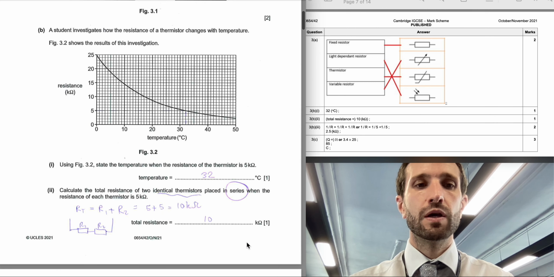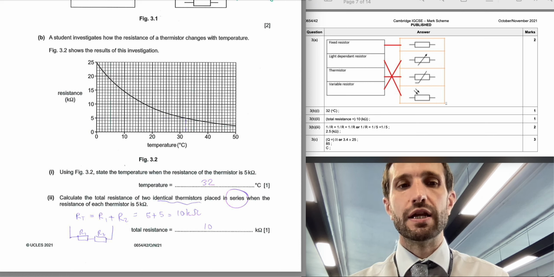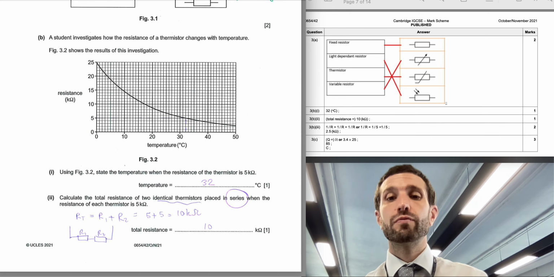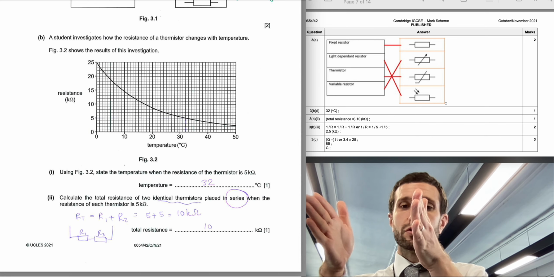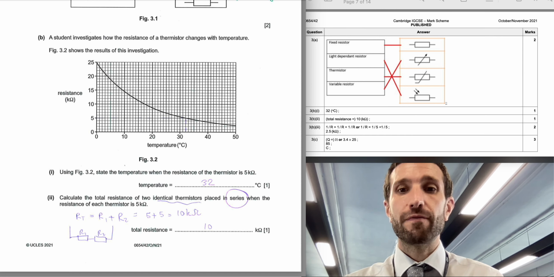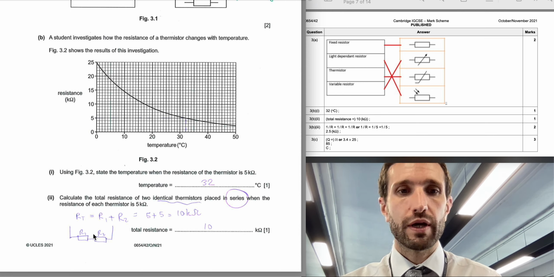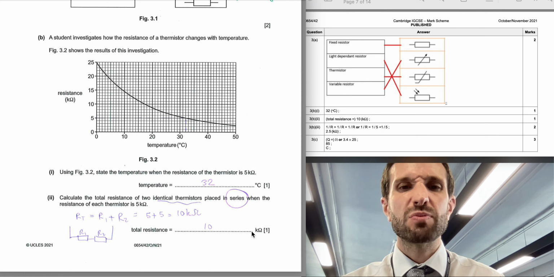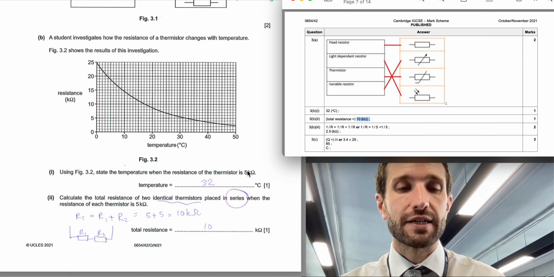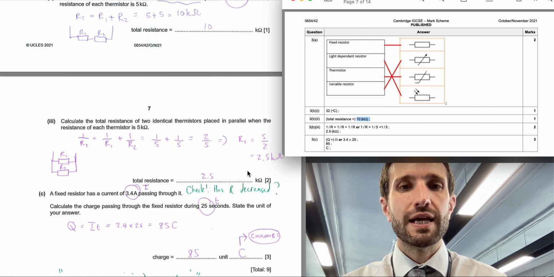Now, we're then asked to calculate the total resistance of 2 identical thermistors placed in series when the resistance of each is 5 kiloohms. Now when we're doing things in series, we're forming chains. 1 and 2. Okay, and so therefore we're looking at 5 plus 5 equal to 10 kiloohms. So simply adding numbers together, and that's why it's a 1 mark question, simply because it's not a particularly taxing calculation. What is more taxing, I suppose, is the next one.